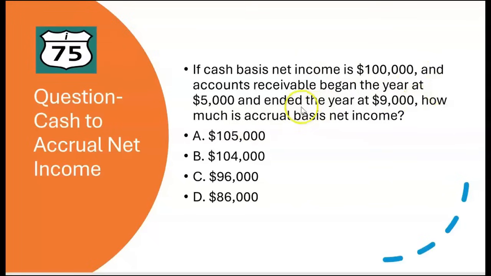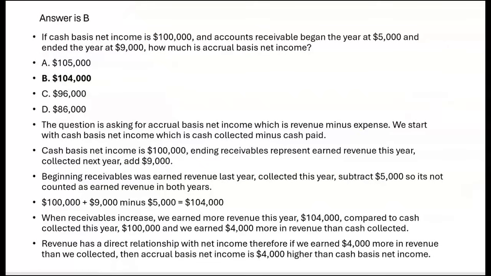Well, it tells us that accounts receivable began the year at 5,000 and ended the year at 9,000, and the answer is B, 104,000. Why? Well, the question is asking for accrual basis net income, which is revenue minus expense. We start with cash basis net income, that's what they give us, and that's cash collected minus cash paid. So if cash basis net income is 100,000 and they tell us ending receivables are 9,000, ending receivables represent what? Revenue that was earned this year, collected next year. So what do you do with that 9,000? Add it. Because we've just earned 9,000 more this year than we've collected.